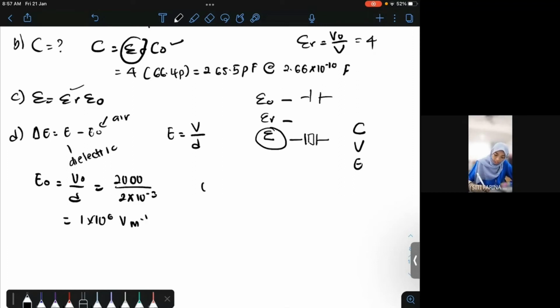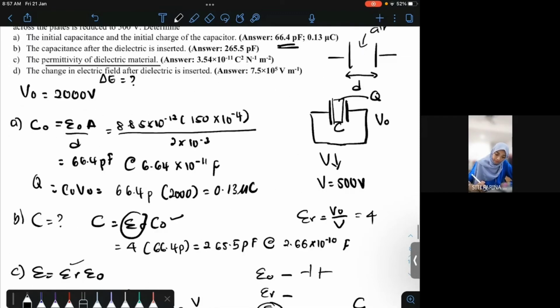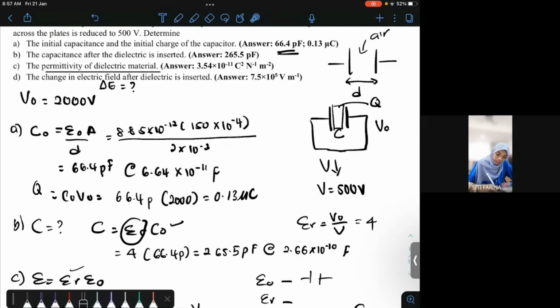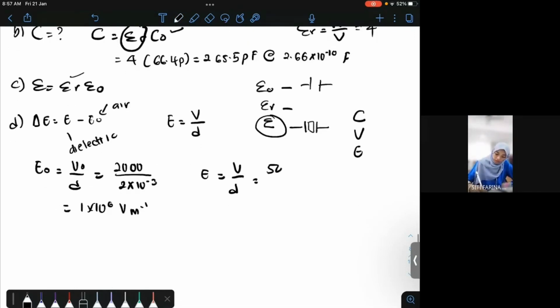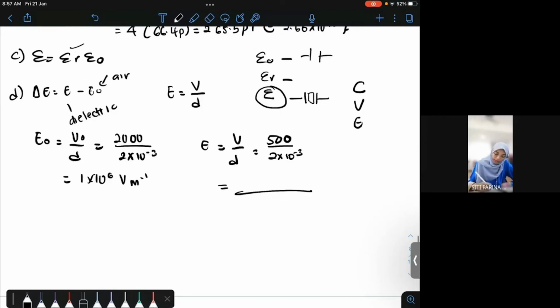After that, you find E for the dielectric. After we insert the dielectric, our V changes to 500, as mentioned in the question. It changes, it reduces to 500. So our new value is 500. D does not change, our space is still the same, 10 to the power negative 3. Press the calculator, and you're going to get this value. Once you have it, find your delta E. We only want the value, so the magnitude only. Alright.